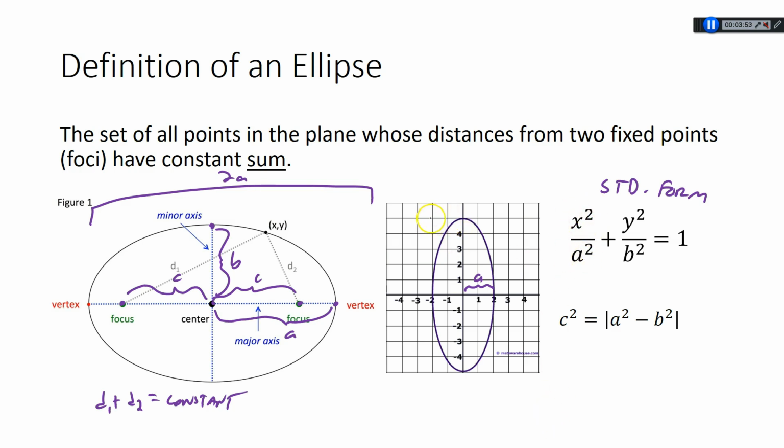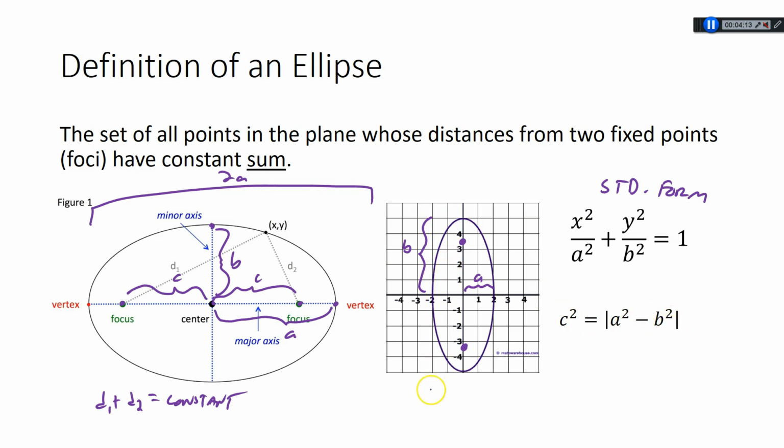And I still call this value here b. Okay, so b is still the part under the y, and that's your vertical part. But the foci here are going to be on the major axis. The foci are always on the major axis somewhere. And so the reason I have the absolute a squared minus b squared is because you have to always make this positive. So it might be that b is bigger than a.